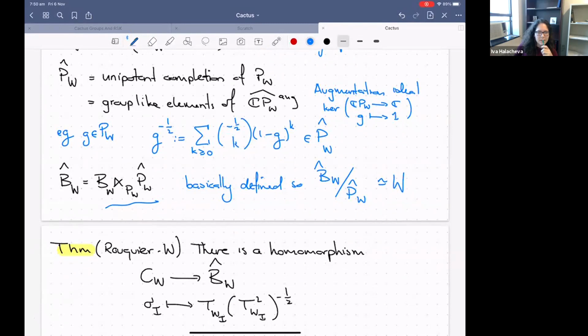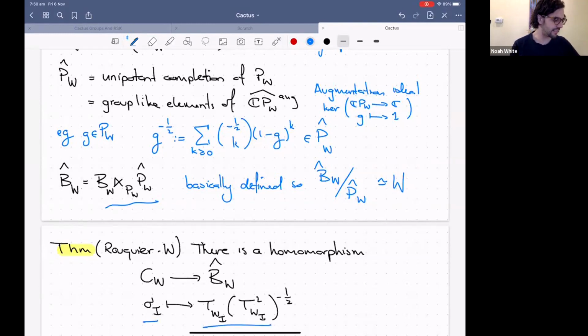Okay. So here's the theorem. This is what I am referring to as Drinfeld's unitarization trick. So what does it say? It says there's a homomorphism from the Cactus Group to this completion of the Braid Group. And how is it defined? Well, you take a generator to this funny thing.